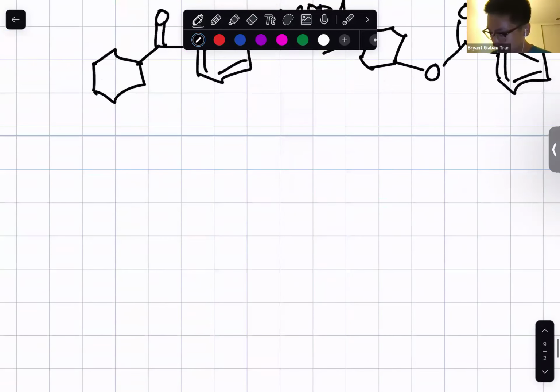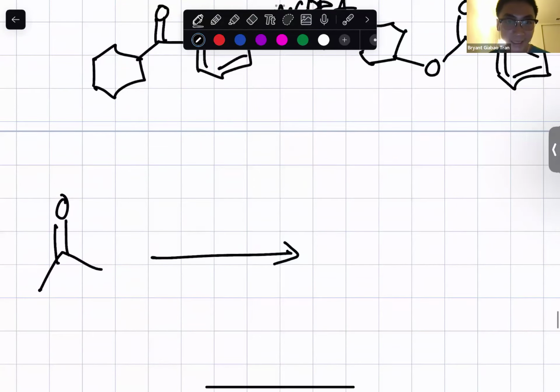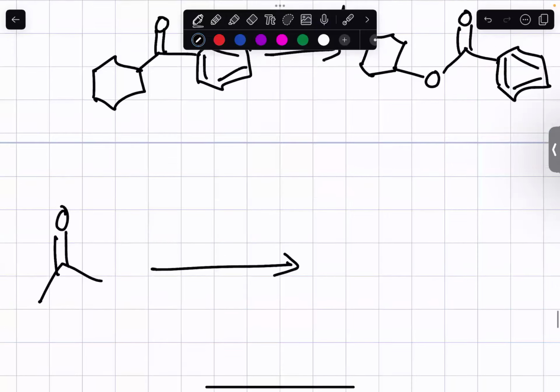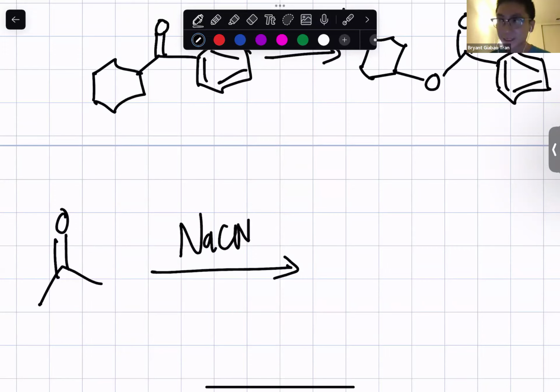So if we have a carbonyl like that, and then was it NaCN or HCN? I think he used NaCN. HCN also works too, because it just makes the CN minus. If you use HCN, then I don't think you need another acidic thing, but it's probably safer if you do. And let's use H2SO4.